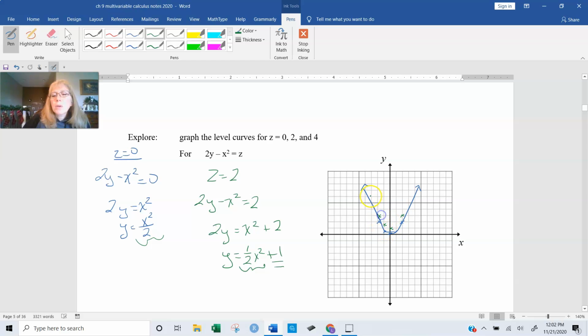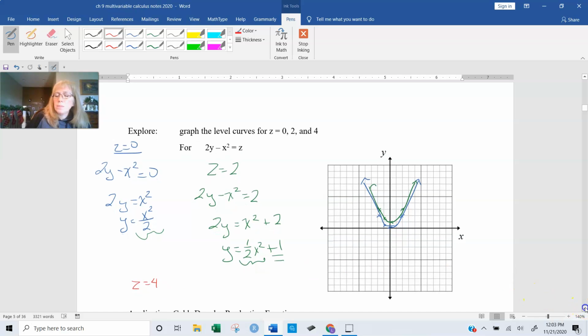I missed that one terribly. And draw in our next curve. Okay, the next one we're going to graph is z equals 4. So you should go z equals 4. We're going to plug in.